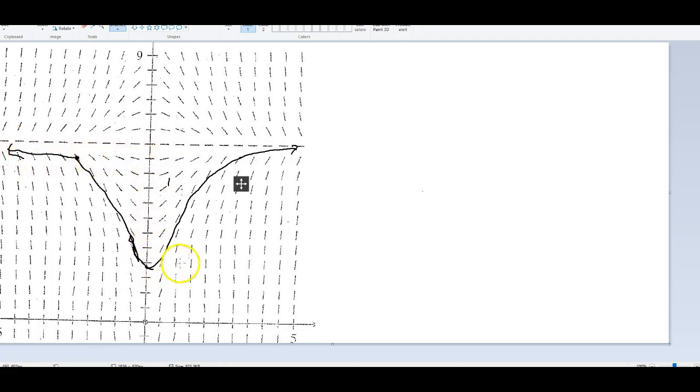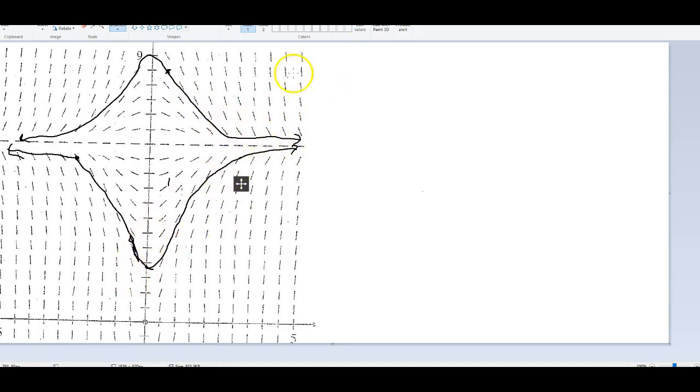So there's that, right? And then I could have picked a point up here. If I picked a point up here, this one here, I would have gone up there, flat, come back down, look something like this, and something like this.